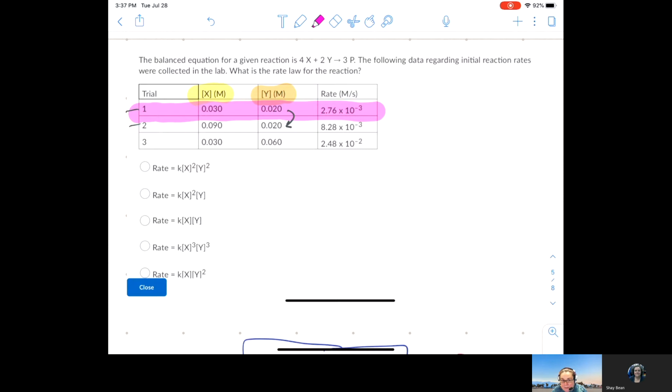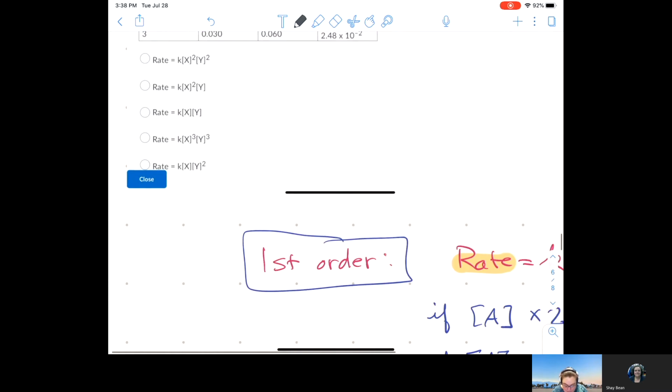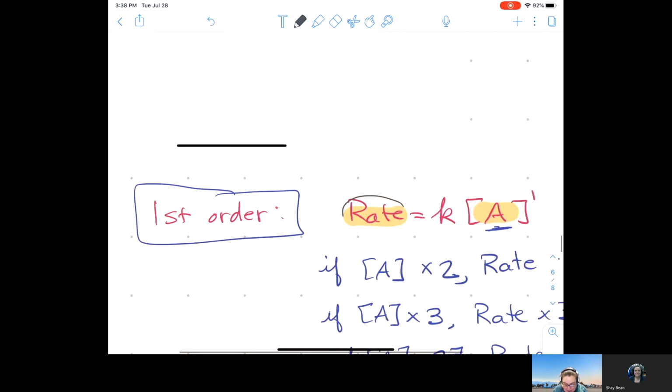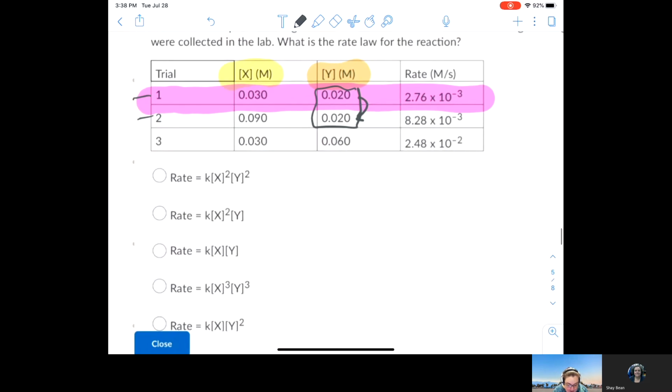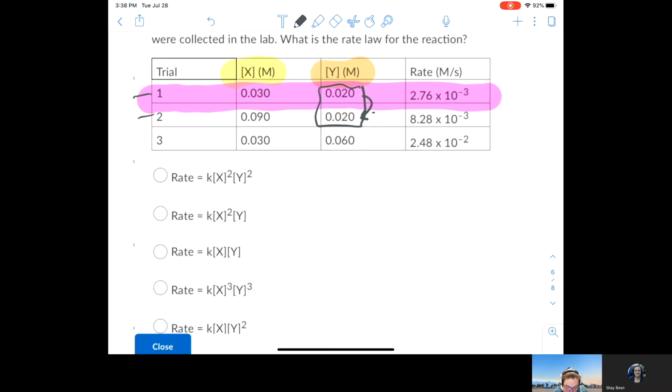You'll notice when I picked the concentrations, because I'm adding this stuff so I get to pick, I kept Y the same. That's so I can ignore it. Whenever I keep something the same, it is not affecting how the rate changes, no matter if it's first, second, third, or 0th order, because it's staying constant. So the one that stays constant, I can ignore between trials 1 and 2.